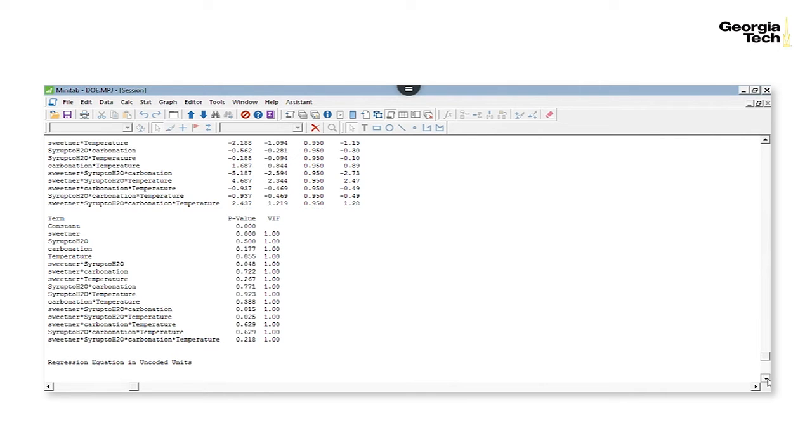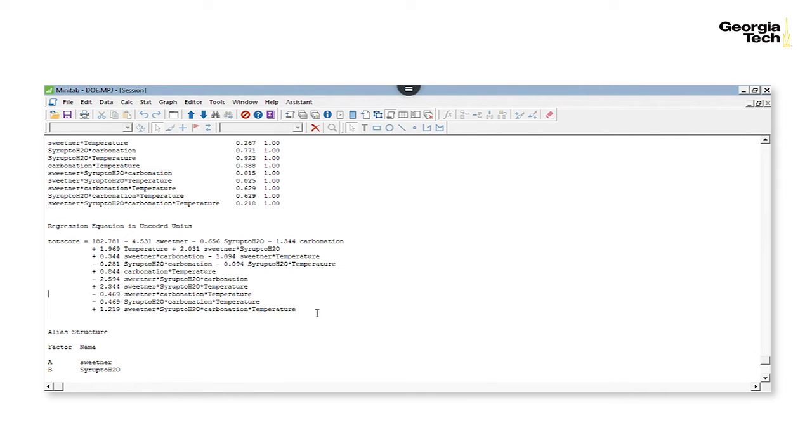And if we want, we can have the regression coefficients, the regression model, as you can see. And for this regression model, we need to use -1, +1. For example, if we want the low level of sweetener, we just replace sweetener with -1, and then we can do the prediction.